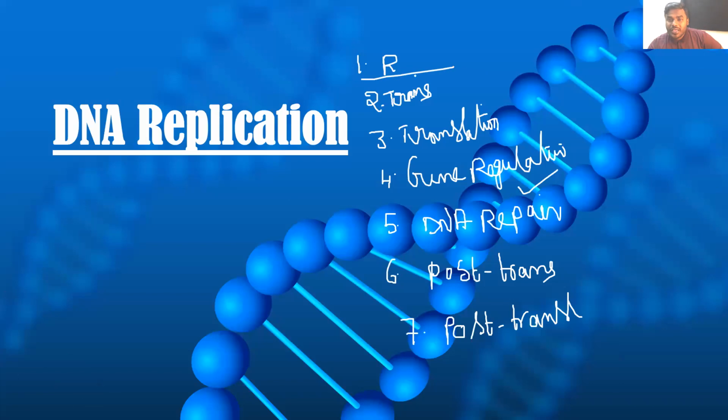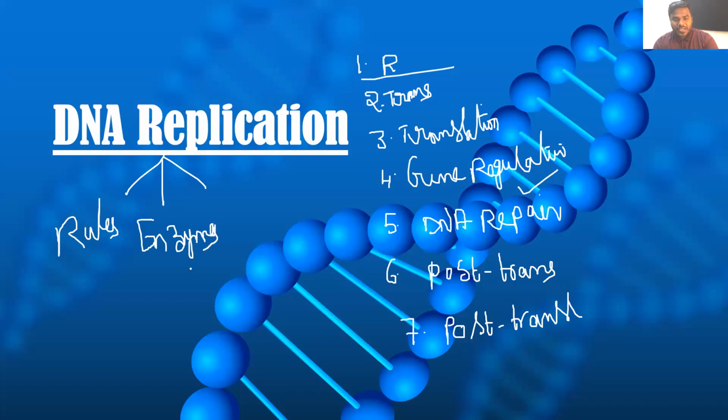So first we will go with replication. How to read the process of replication? We should not directly read the process of replication. That is an absolutely wrong strategy. When we are reading the replication concept, first we have to read the rules of replication. Then, my friends, we have to read the enzymes involved in replication. And more important, friends, we have to read the processes.